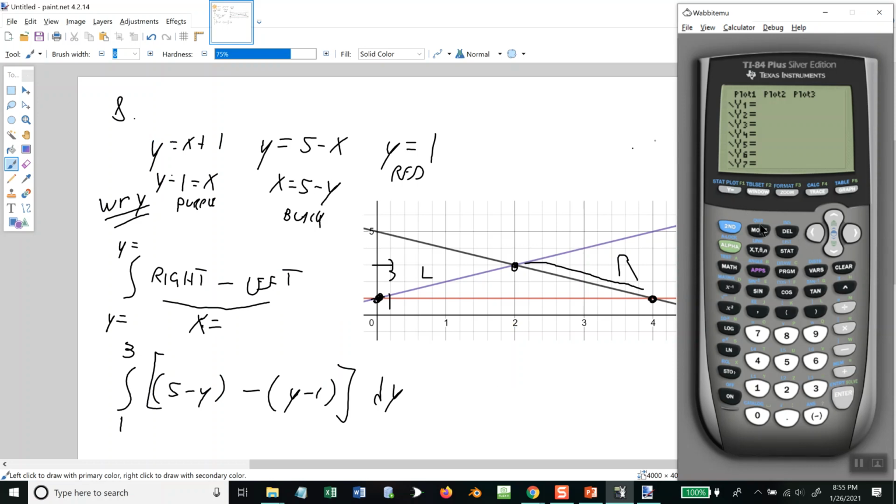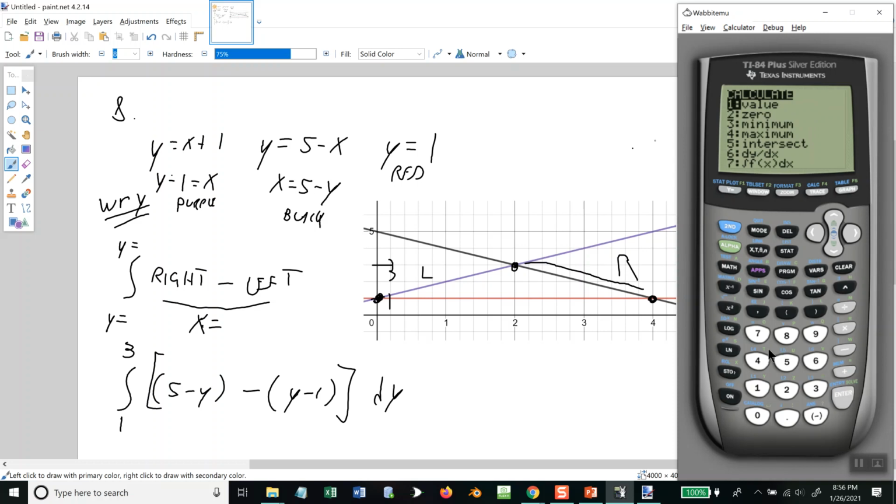Okay, let's see, what do I got? I got 5 minus y. You can put any variable. Minus y minus 1 or x minus 1. Okay, that looks right. Now do second.